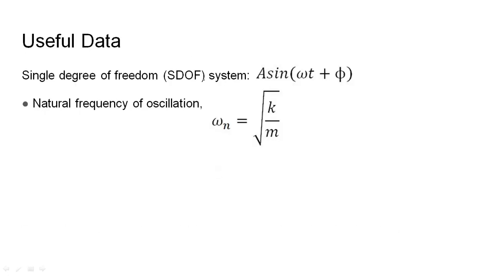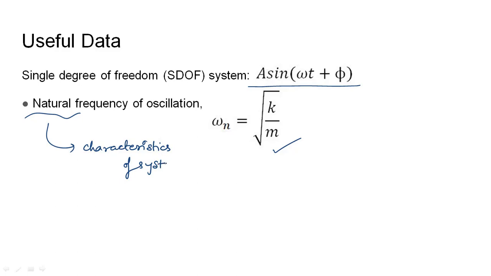If we can see here, a single degree of freedom system is given, which is a sin omega t plus phi. For this system, we can find the natural frequency of the system as root over k by m. This frequency is called the natural frequency because it only depends on the characteristics of the system, that is the flexural stiffness and the mass. So since it depends only on the characteristics of the system, it is called the natural frequency of oscillation.